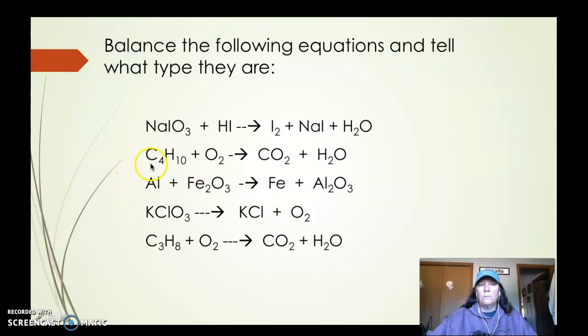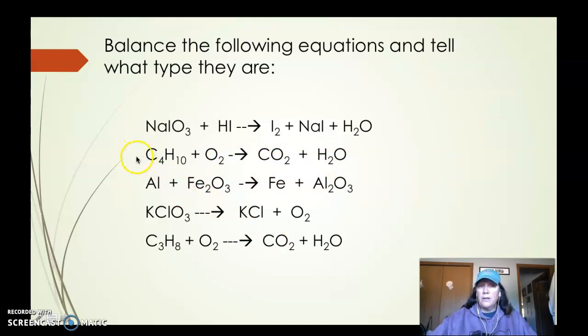Okay. So you balance your carbon first. So I put a 4 here. And then you balance your hydrogen. And this is 10. So I need to put a 5 here. Well, the problem is I got 8 and 5. That's 13. I can't get 13 over here because I have an even number. So if you end up with an odd number over here and an even number here, the trick is put a 2 right here and then start over.